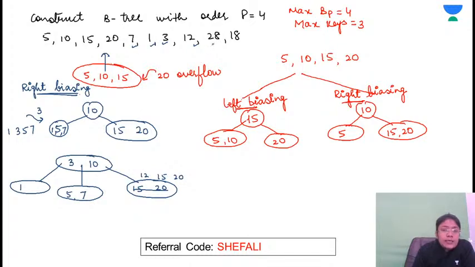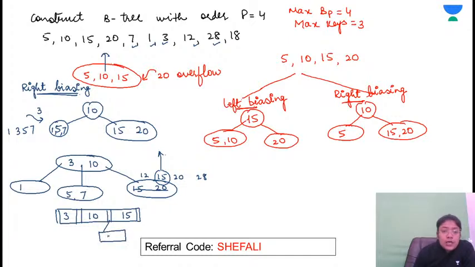12 is inserted, next is 28. 28 will be inserted where? To the right of 10. So 28, this is a case of overflow. So which node will go up? That is 15. So here we'll get 3, 10 and 15. This node was split. So on the left of 15, we just have 12. And on the right, we have 20 and 28.